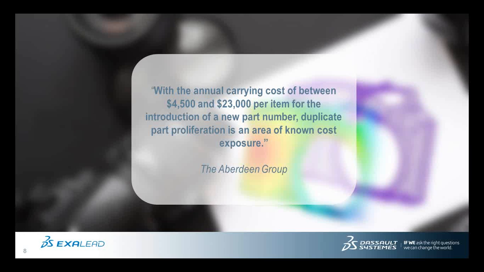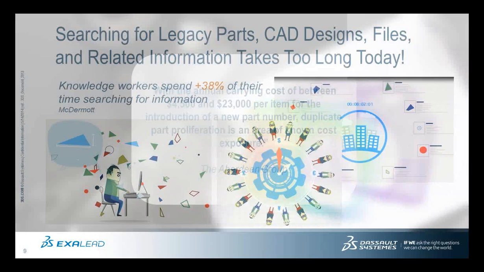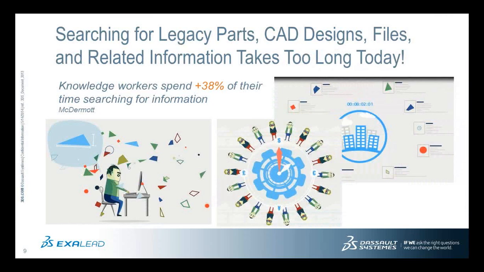There are many consultancies that have done evaluations, and the range goes from $1,000 up to, in this example from the Aberdeen Group, $23,000. So the idea is, how do we help designers and engineers find and reuse existing parts as opposed to recreating parts? Depending on which consulting study you read, engineers and designers can spend anywhere from 1/3 of their time to up to 40% of their time looking for information, and specifically looking for work that they've done before.